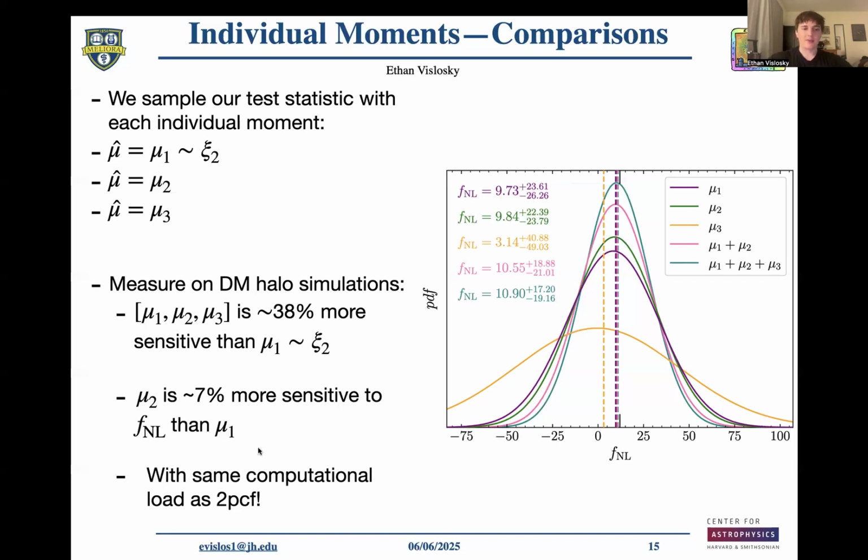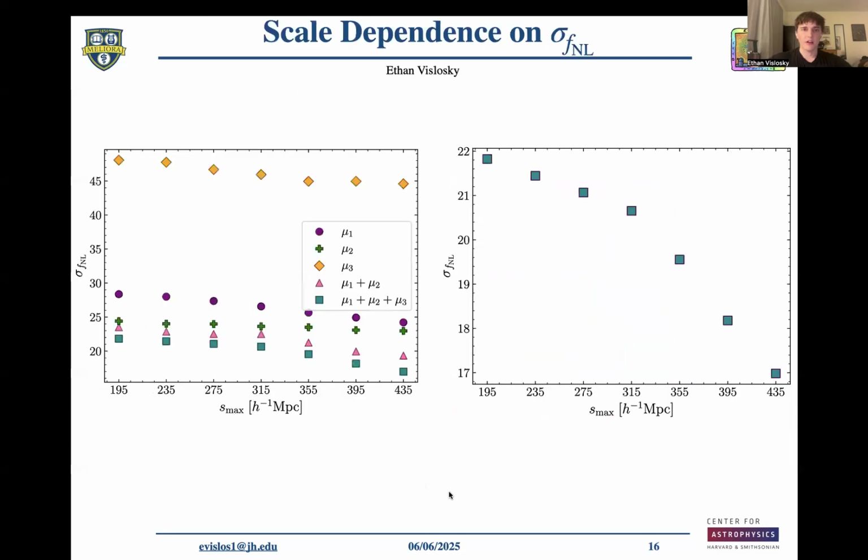And another interesting find that we saw was that the second moment is actually 7% more sensitive to FNL than the first moment. So even not including the information of the 2 PCF, you can recover even more information on FNL. And there are some ideas of why this could be the case, which mainly has to do with the fact we're probing the collapsed trispectrum over a finite volume. But this is all exciting because it's the same computational load as just computing the 2 PCF, and you get all this more information.